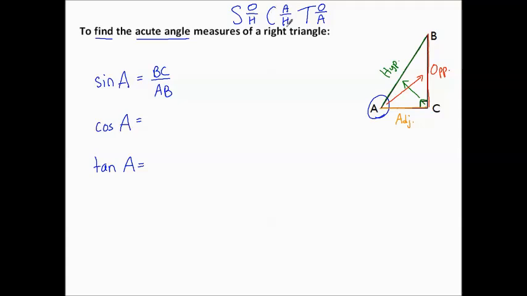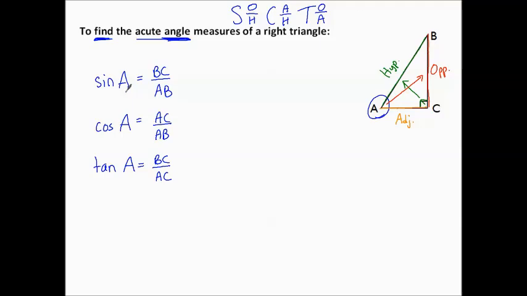Cosine, CAH, adjacent over hypotenuse. Adjacent is AC, hypotenuse is AB. Tangent, TOA, opposite over adjacent. Opposite is BC, adjacent AC. If I want to find the angle, I need the angle to get by itself.